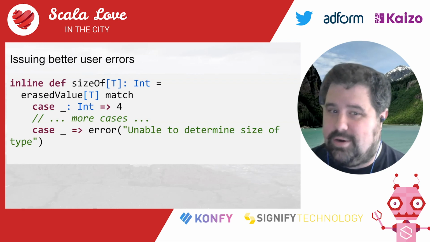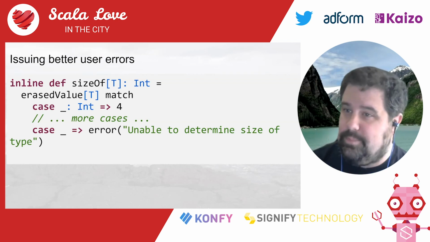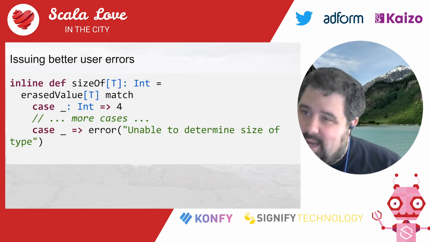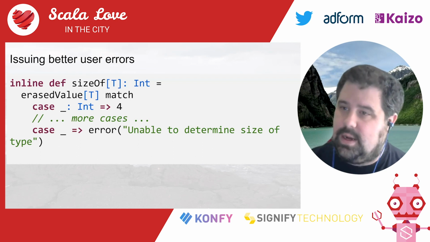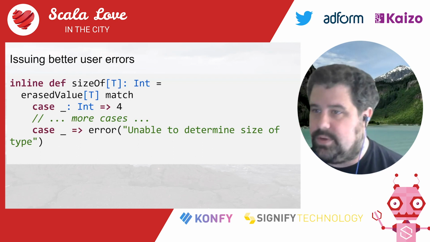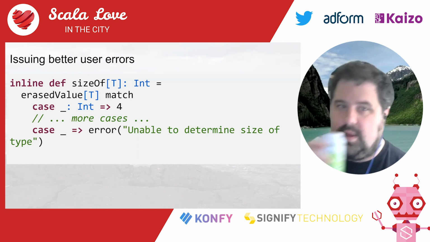How do we get those good error messages? Well, this is fun. There's a thing called compiletime.error that we can call, and it will issue an error at compile time at the line of code you're looking at, and that's going to show up in your IntelliJ or in your Visual Studio, depending on which one you use. I use Visual Studio, so I apologize to everyone who hates Microsoft, I guess.